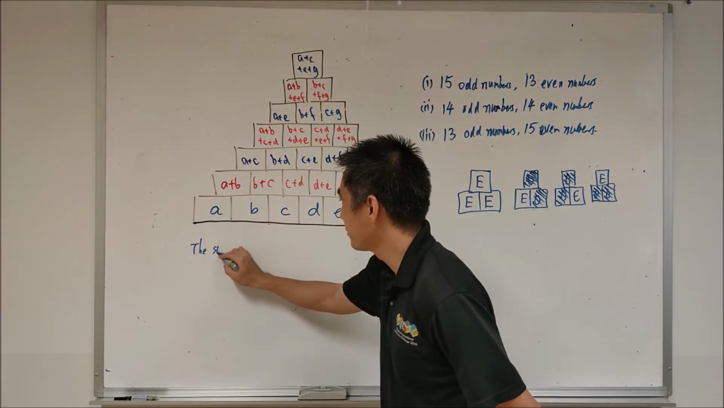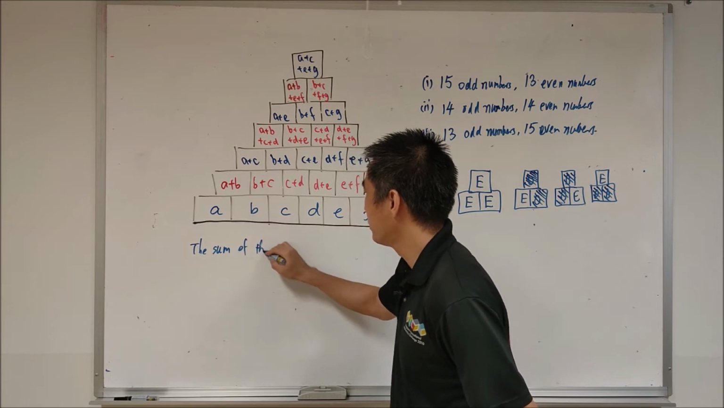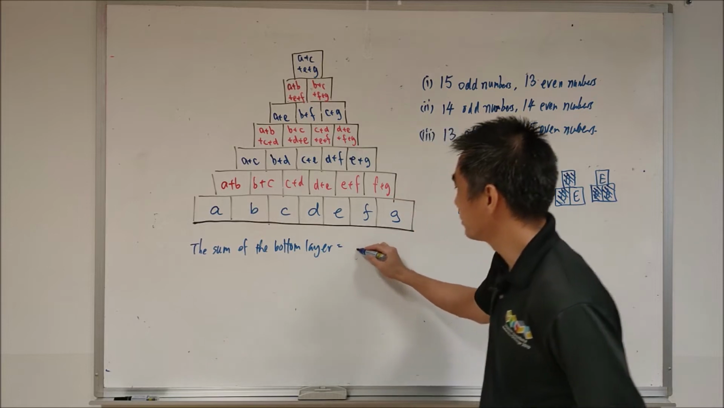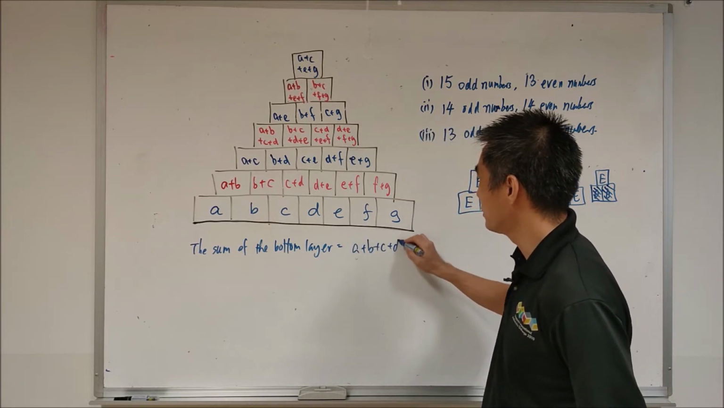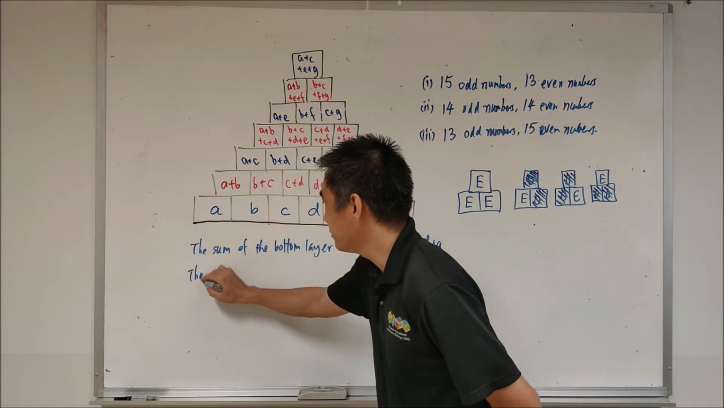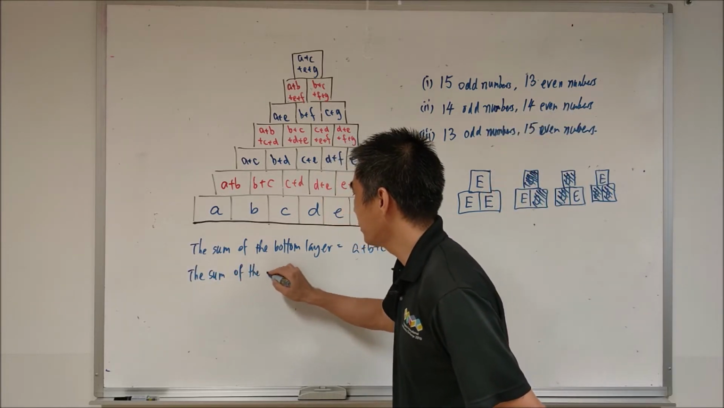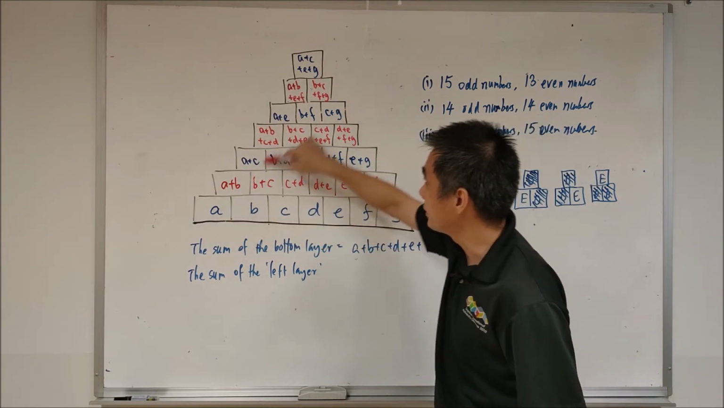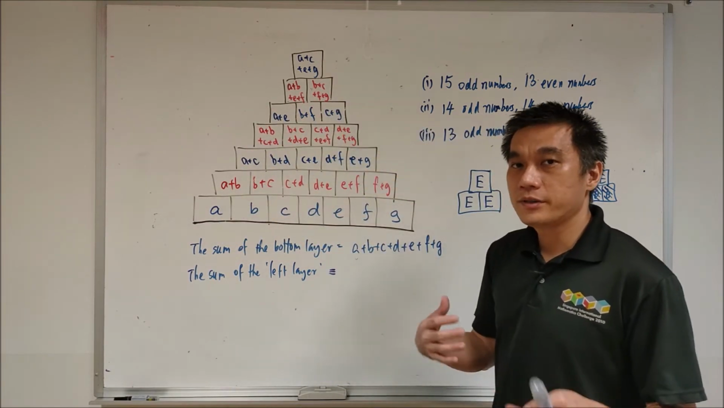The sum of the bottom layer is equal to A plus B plus C plus D plus E plus F plus G. The sum of the left layer. So this is considered the left layer. We only need to consider whether it is even or odd.